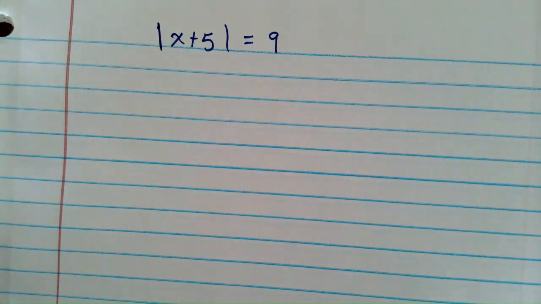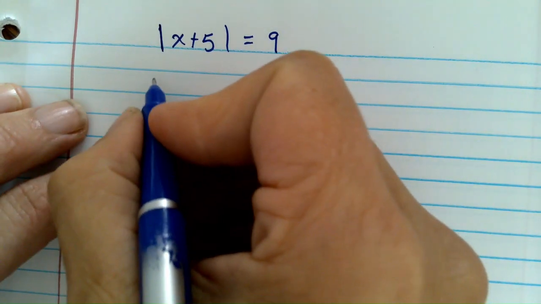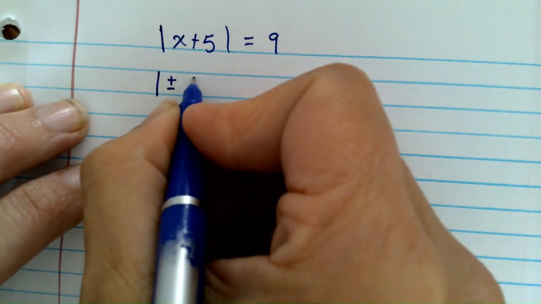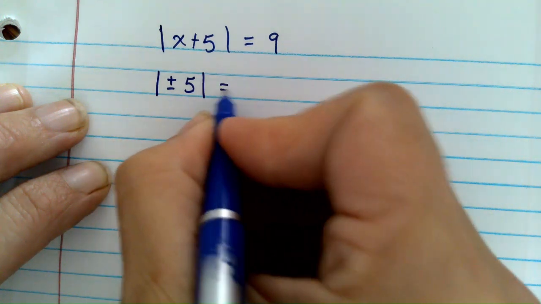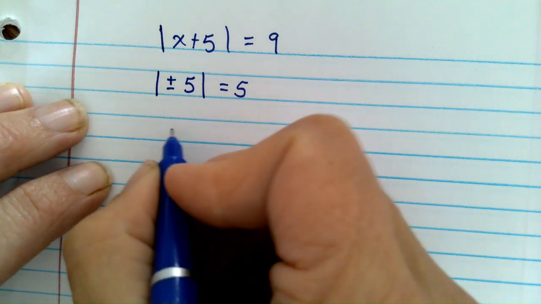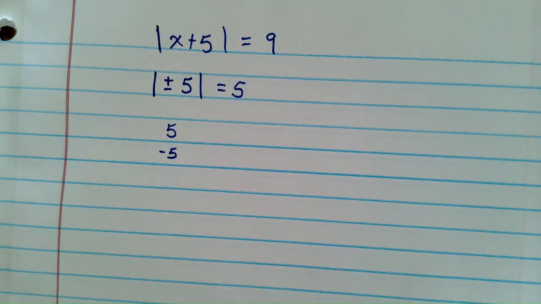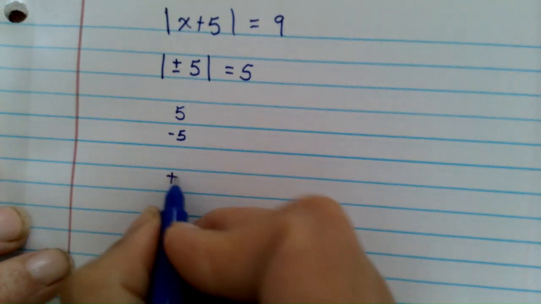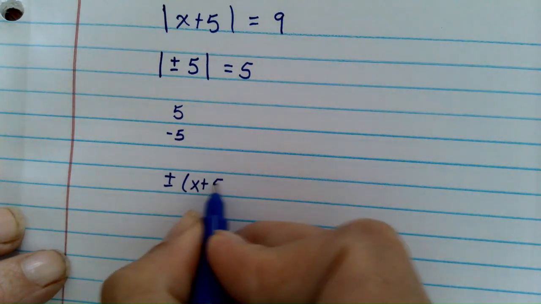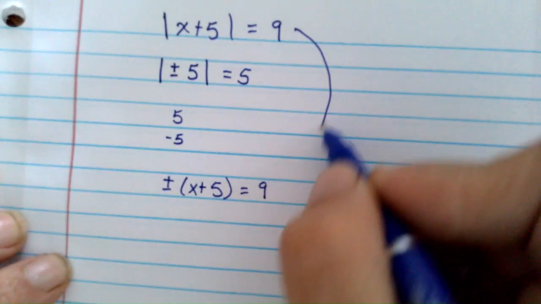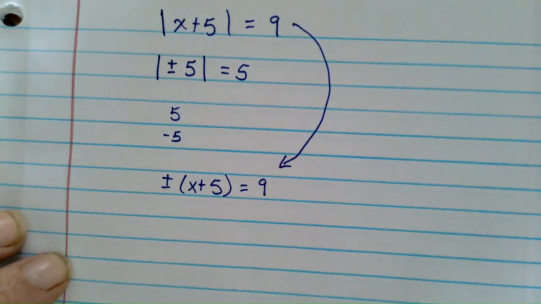But the proper way to do this is, absolute values are either a positive number or a negative number, right? Positive or negative 5 has an absolute value of 5, because 5 is 5 spaces from 0 and negative 5 is also 5 spaces from 0. So we have to think plus or minus (x plus 5) equals 9. See how I dropped my absolute value signs by going, okay, it could have been positive or negative.